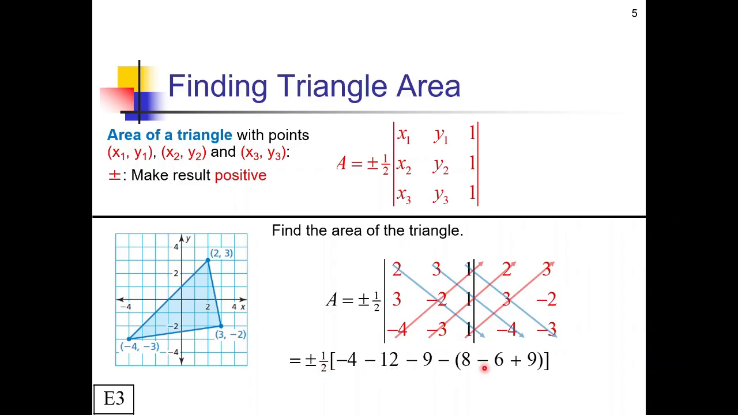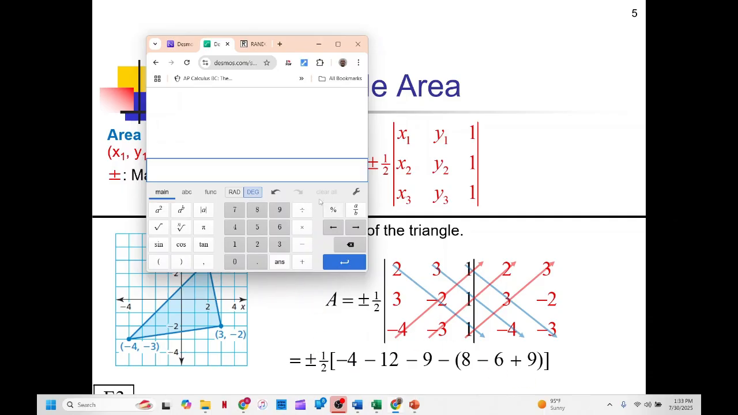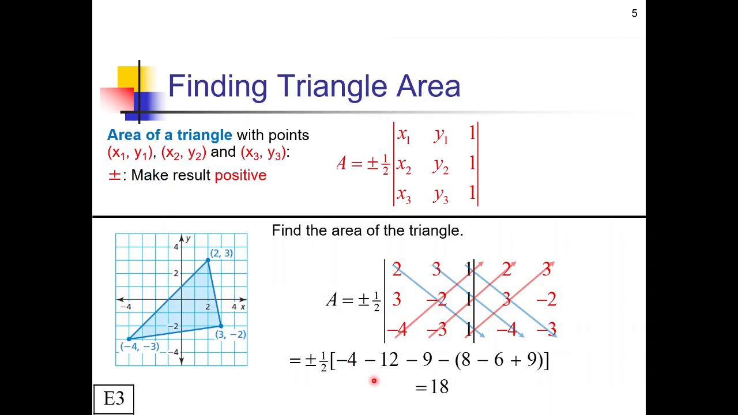So I just need to crunch these numbers to get my answer. For that, I am going to go to Desmos. I don't want to mess around with arithmetic errors. So let me do 1/2, and then I'll multiply this by the following. So we've got negative 4 minus 12 minus 9 minus parentheses 8 minus 6 plus 9, and I'll close those parentheses. Now that would normally come out to negative 18, but this is why we have that plus or minus out there. We're just supposed to choose the positive version of this. So we'll call that positive 18 for the area of this triangle.